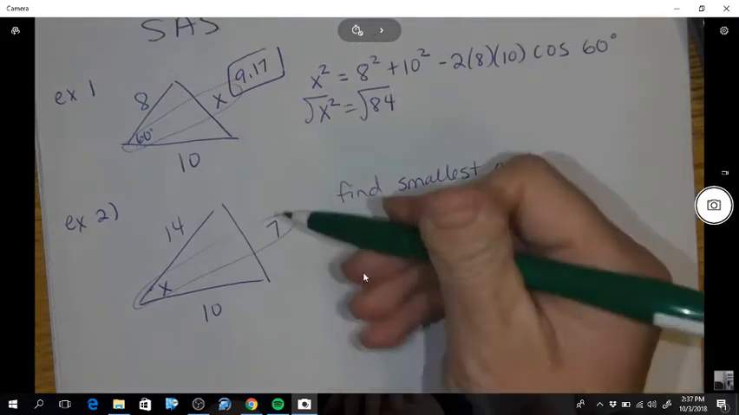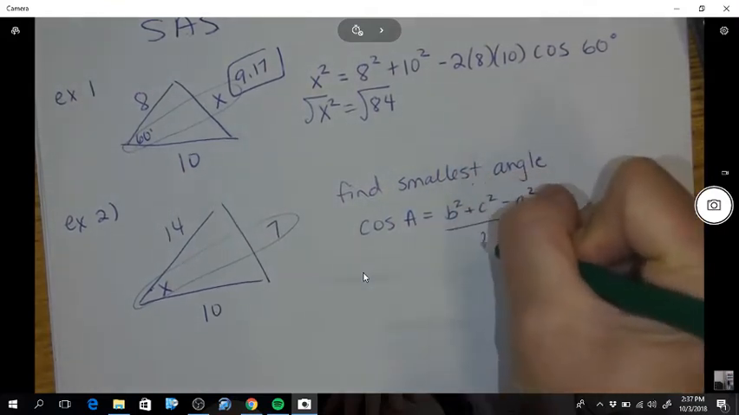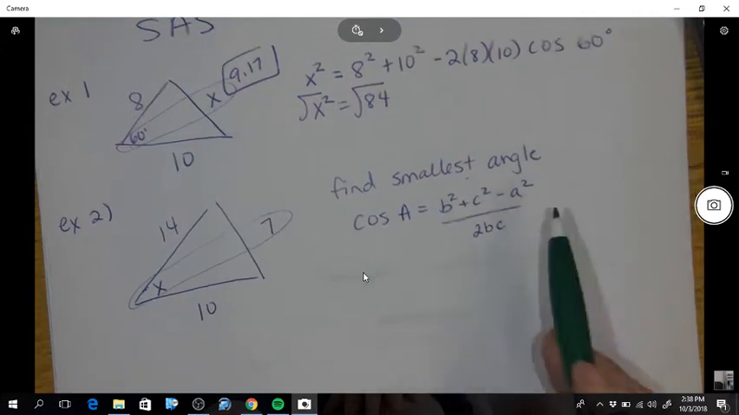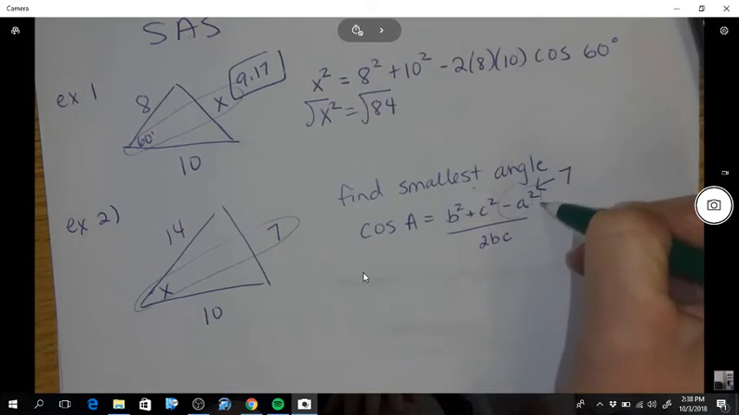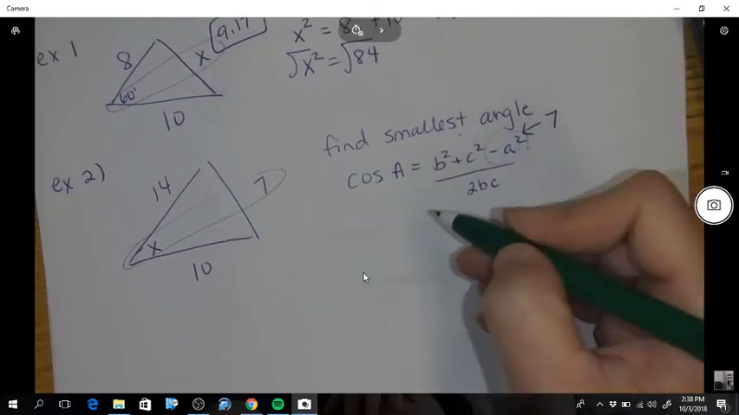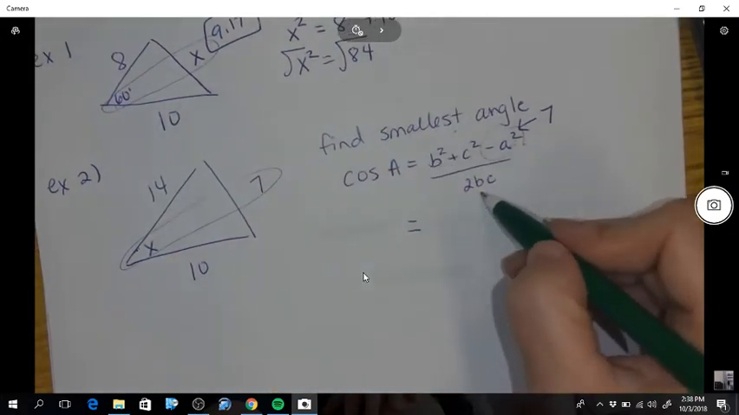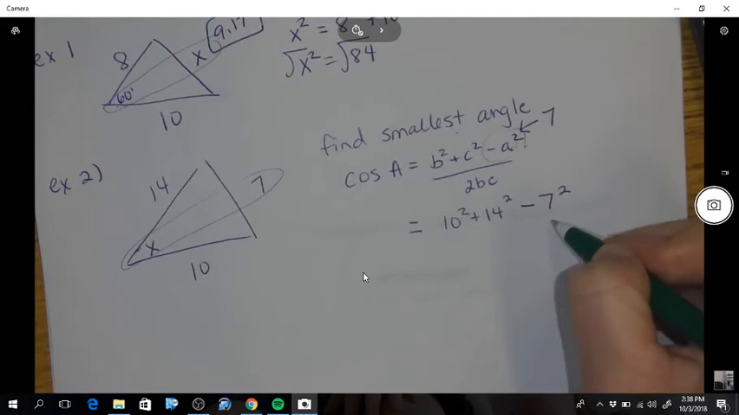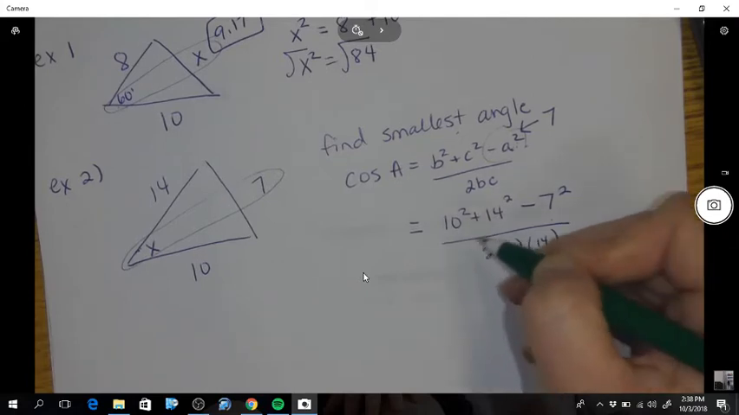Okay, so in this formula, I'm just going to write this formula out so we have it handy here. In this formula, if I'm finding this angle, the side across from it better go into this spot. So you better put the 7 in that location. That's the most important thing to remember. Okay, so the 14 and 10, that doesn't matter in here, the b and the c. So 10 squared plus 14 squared, subtract 7 squared, okay, that's important, over 2, 10, 14.